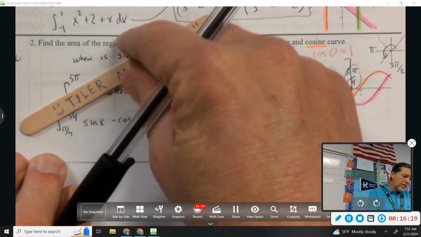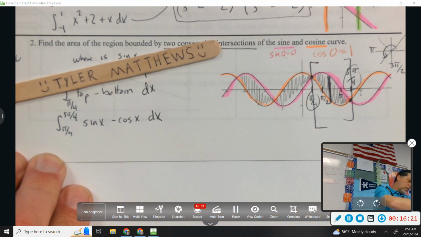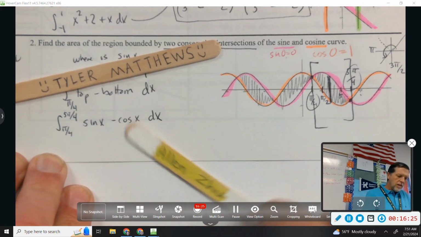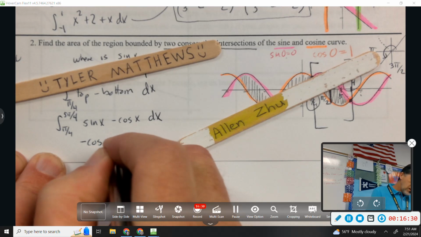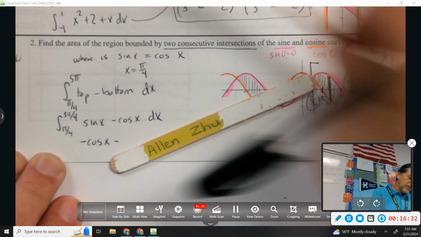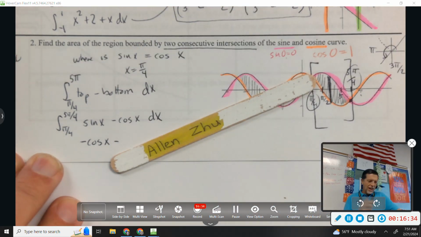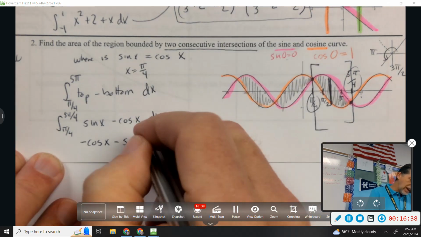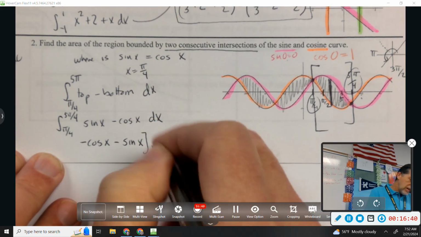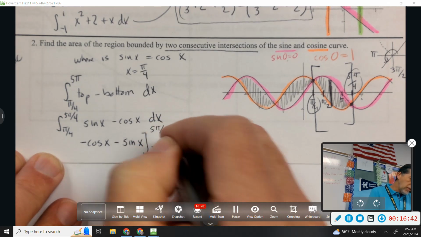All right, well now let's integrate. So Tyler, what's the antiderivative of sine? Good. And Alan, the antiderivative of cosine? Sine. So I end up with negative cosine minus sine from pi over 4 to 5 pi over 4.